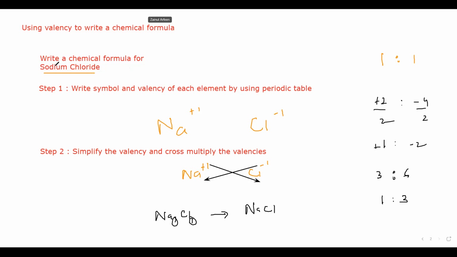So I'll repeat what we did. If we want to write the chemical formula of a compound, first, using a periodic table, we write the symbol and the valency of each element. And then we simplify. As it is already simplified, we cross multiply. So the chemical formula of sodium chloride is NaCl.